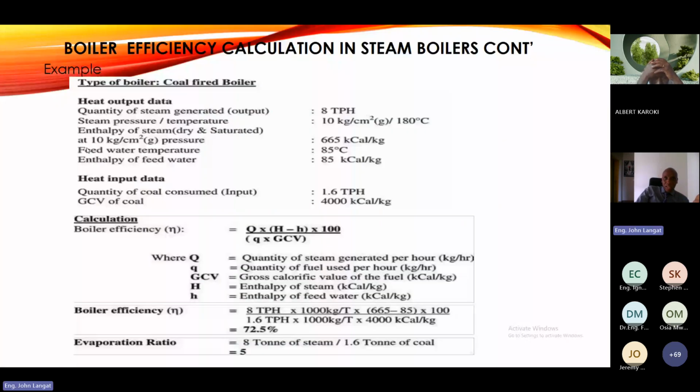Basically, this is an example. I think I'll leave it to you, the calculation of efficiency in steam boilers. Basically, it has to do with the formula I've just shown. That is the flow rate, then the enthalpy change. These ones you'll get from the steam table. Then the quantity of fuel, then the gross calorific value. Basically, it's just a calculation of that. It's pretty much direct. You should be in a position, even during audit, to come out and say your boiler is not efficient. Adjust ABCD.